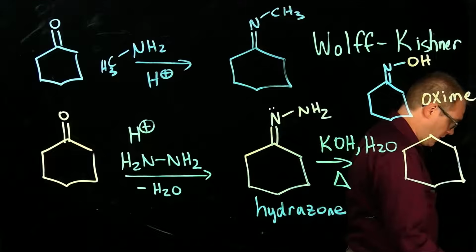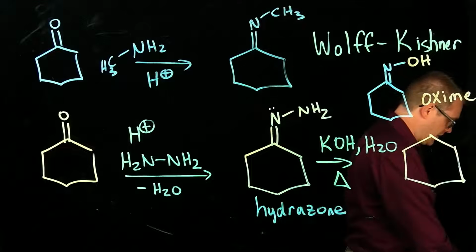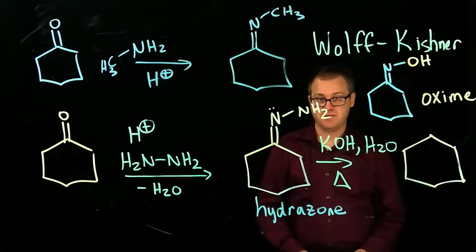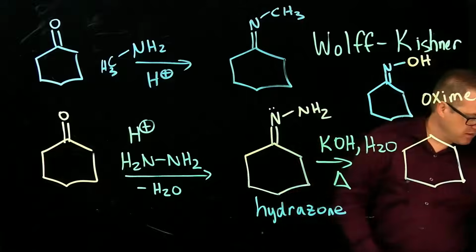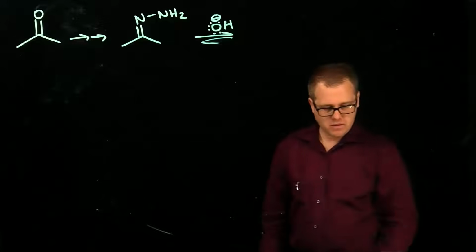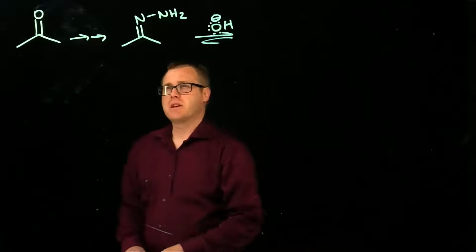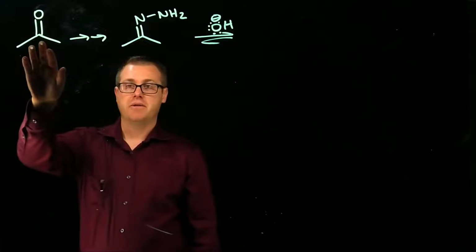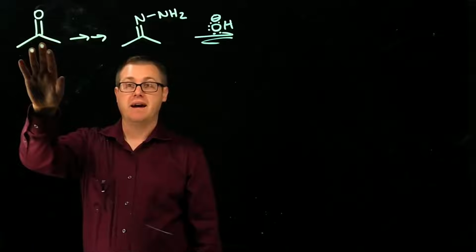So now it is time to go look at the Wolff-Kishner reaction. That's where you take a ketone and reduce it down all the way to the alkane.